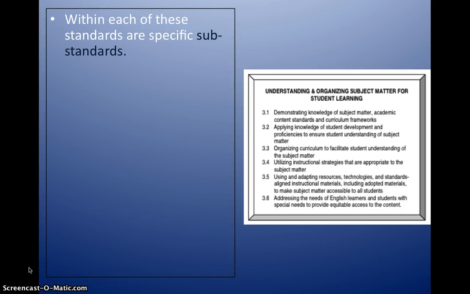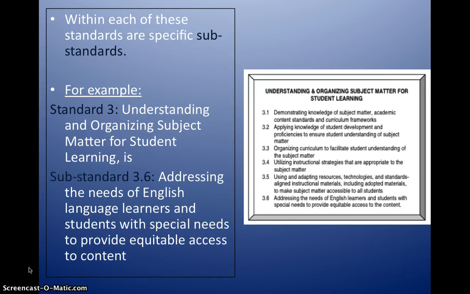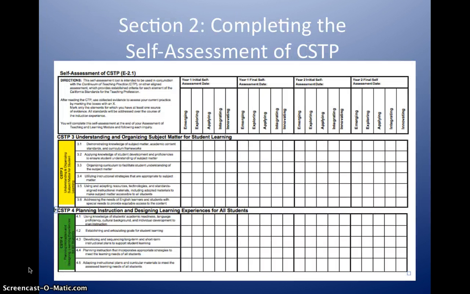Within each of these standards are specific substandards. For example, in Standard 3, understanding and organizing subject matter for student learning, is Substandard 3.6, addressing the needs of English language learners and students with special needs to provide equitable access to content.